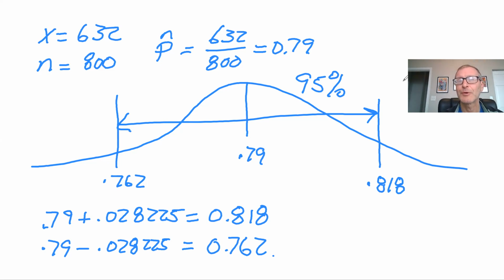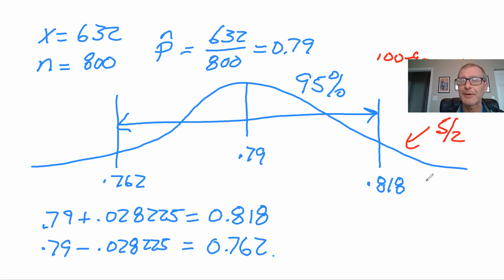And so the idea of what's left is 5%, right? 100 minus 95 is 5%. So what we have over here is 5 divided by 2. So that would be 2.5% on this side and 2.5% on this side. And remember, all of this adds up to 100 again.